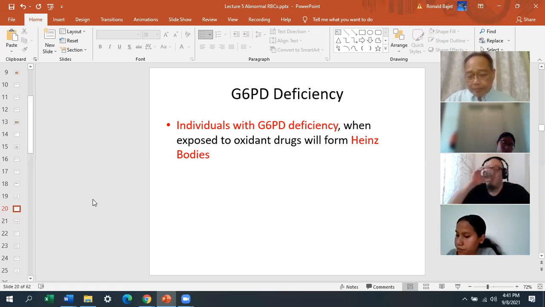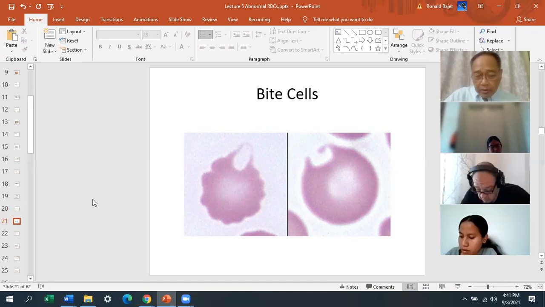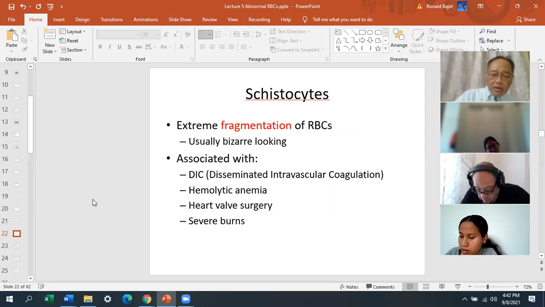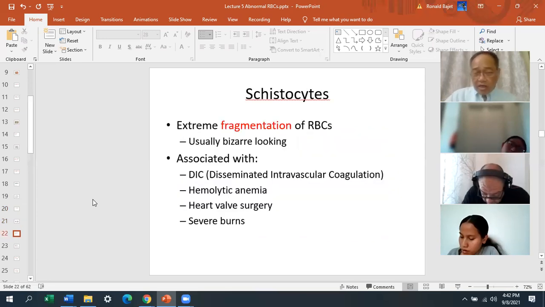All right. And there's a bite cell. And so the spleen's taking a bite out of this red blood cell, hoping that it will take out the Heinz bodies. There's another cell that looks like this cell, and it's called a helmet cell. I'll get into that very shortly, because the next section is schistocytes. I talked about schistocytes and hemolytic anemia.